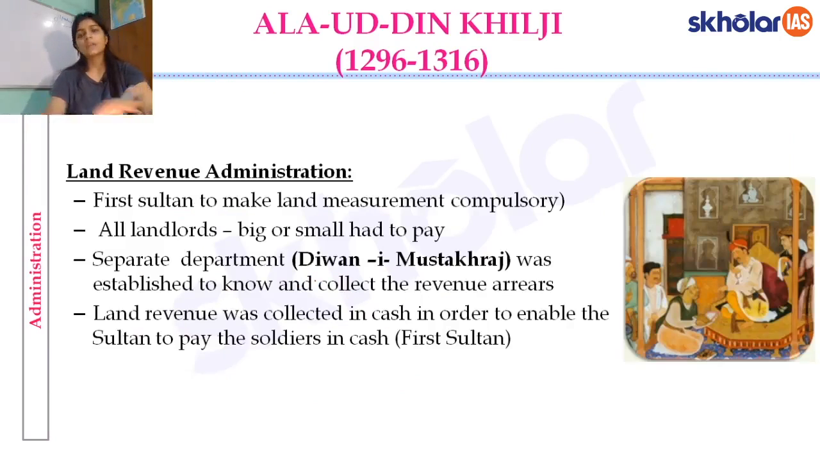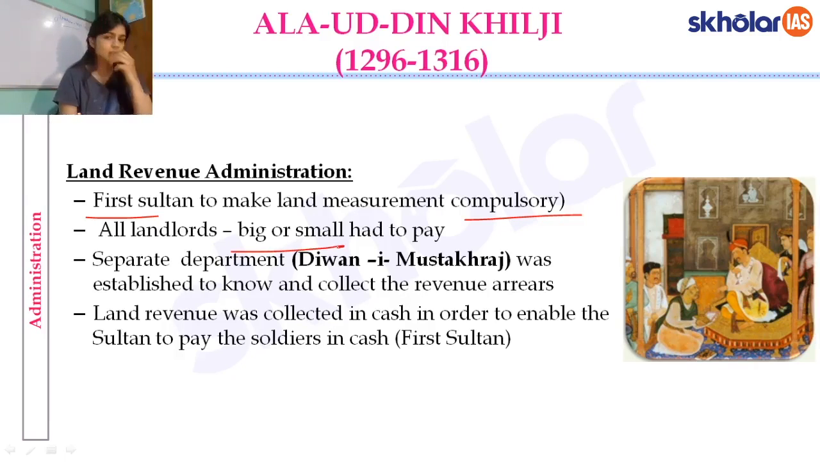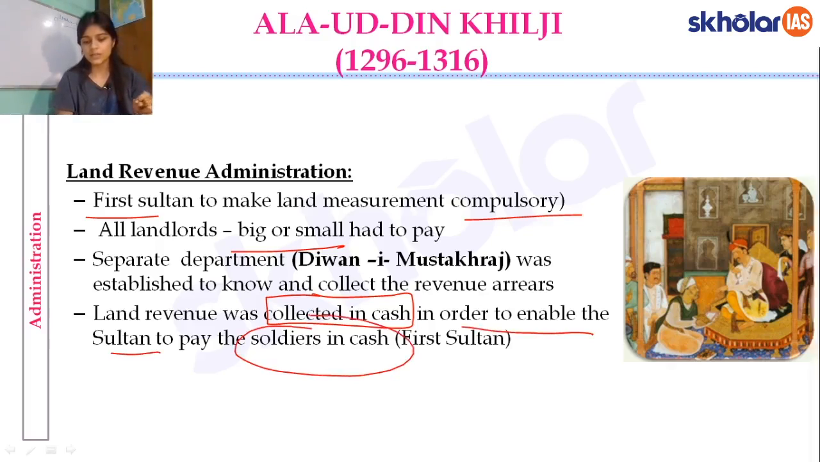Right? Okay. So now we've come to the land revenue administration, the third kind of reforms that he had brought about. So he was the first Sultan who made the land measurement compulsory. He said land measurement is compulsory and we are going to charge revenue on the basis of the land measurement. Okay. And all the landlords, be it big, small, everybody has to pay. And everybody has to pay in cash. Paying the soldiers also in cash, taking the revenue also in cash. Essentially for the same reason, in order to enable the Sultan to pay the soldiers in cash.